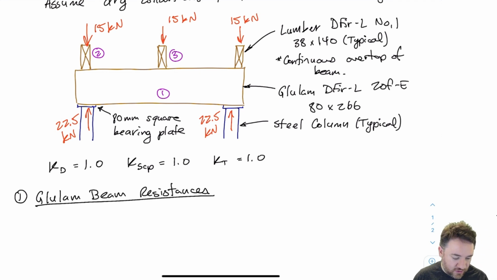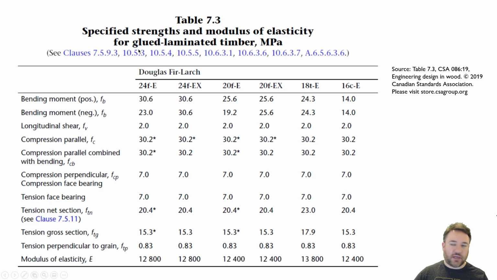Okay, so the first thing we want to do is find out what is the strength of the glulam beam for compression perpendicular. I'm going to find all the parameters first, and then I'm going to plug them into the equation for QR, which we reviewed in the video that was all about the equation for QR. So where am I going to find that glulam beam resistance for compression perpendicular? I'm going to get it from Table 7.3. This is a Douglas fir larch 20 FE beam. So if I come over here, I have Douglas fir larch. It's 20 FE, which is this column here. And then I read down to compression perpendicular.